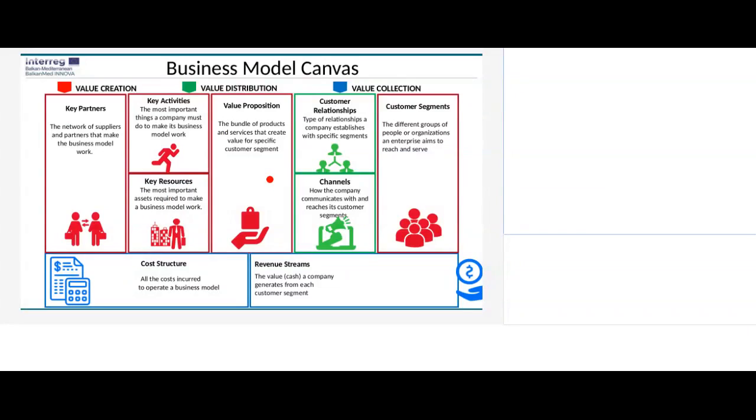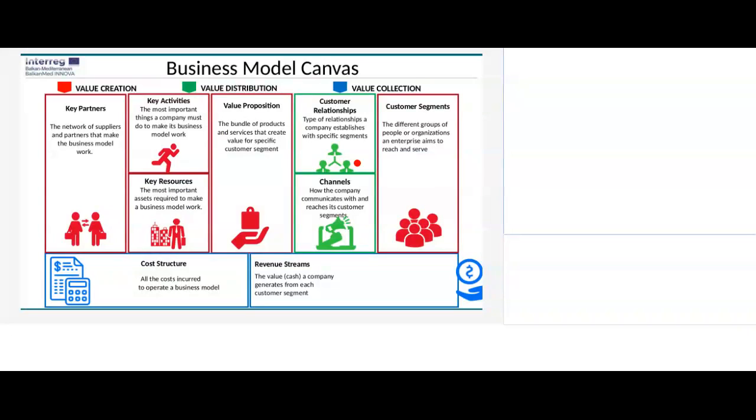So now let's move to the value distribution, which consists of two elements in the green color, the customer relationships and the channels. The customer relationships are the types of relationships a company establishes with specific segments. So what kind of relationship does the company want to establish? Is it a partnership? Is it a community? These relationships have to do with your segments again and with the value that you want to propose.